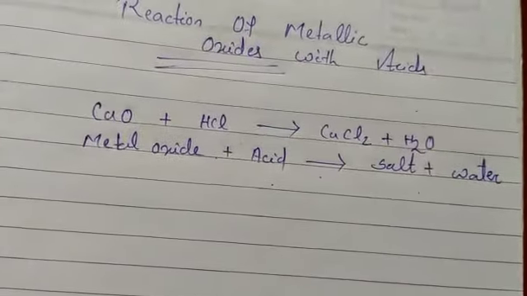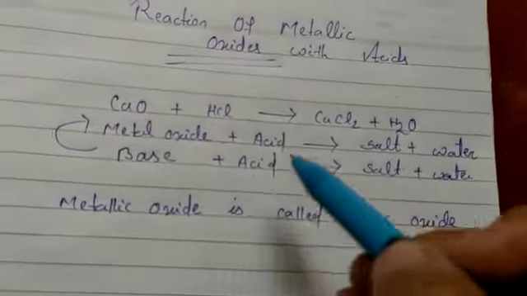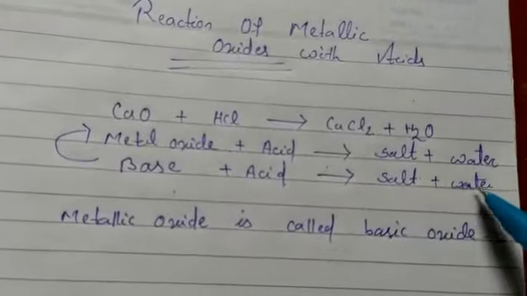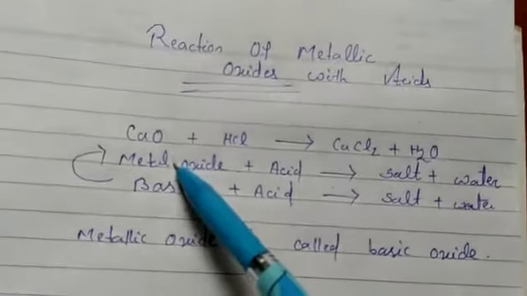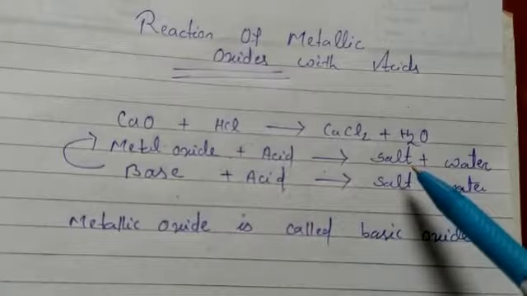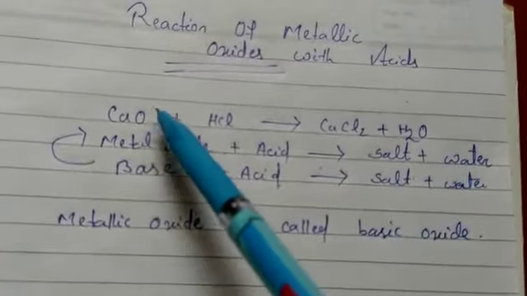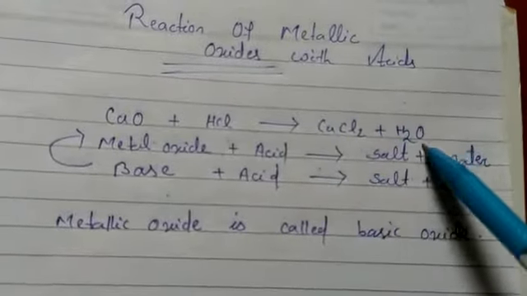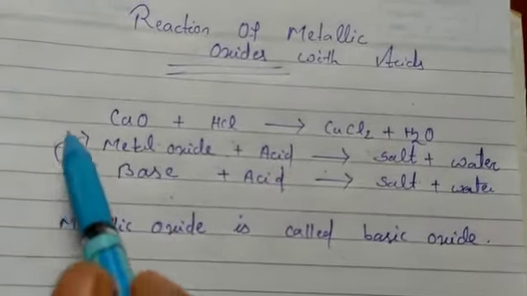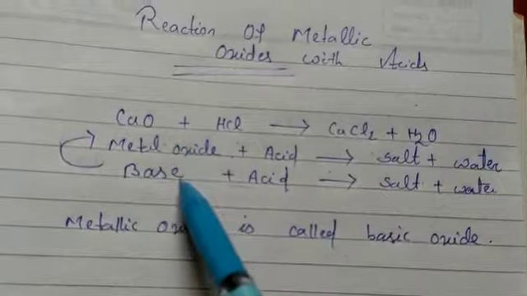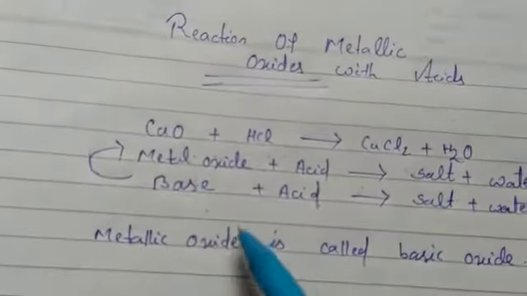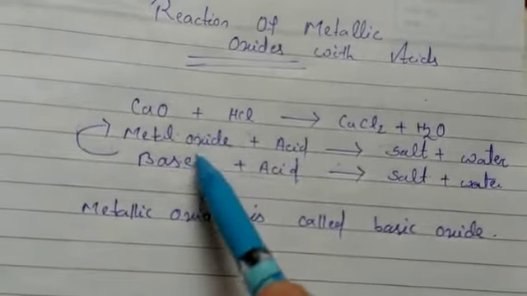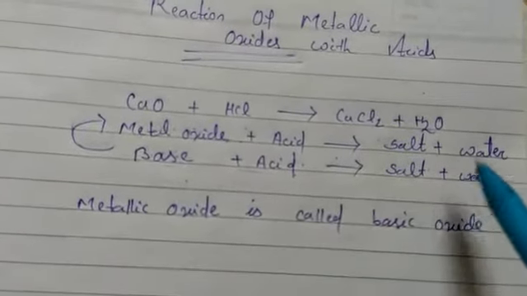Remember, when acid and base react with each other, they also give salt and water. This is quite similar to the reaction of metallic oxide with acid, which gives salt and water. An example I had taken here is copper oxide plus hydrochloric acid, which gives copper chloride and water. If you compare these two reactions, you can see that instead of base, metal oxides are used with acid to give salt and water.